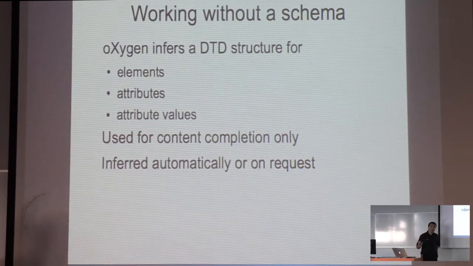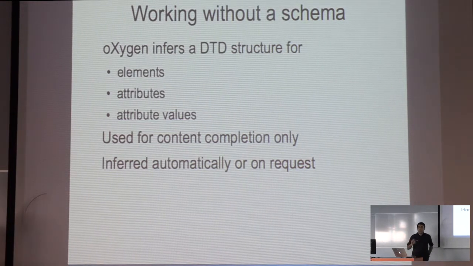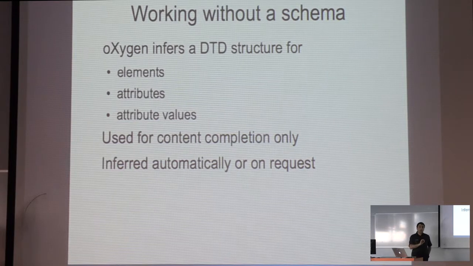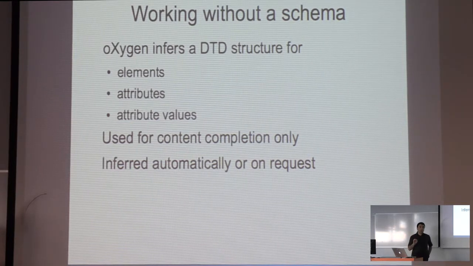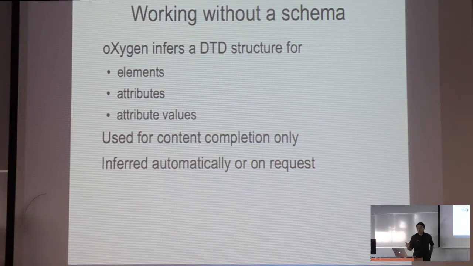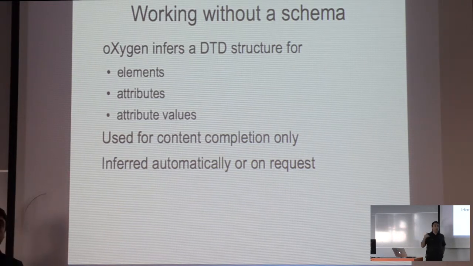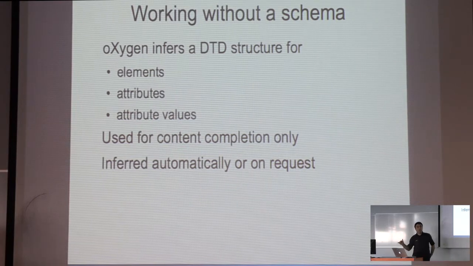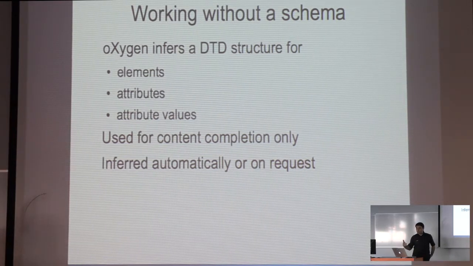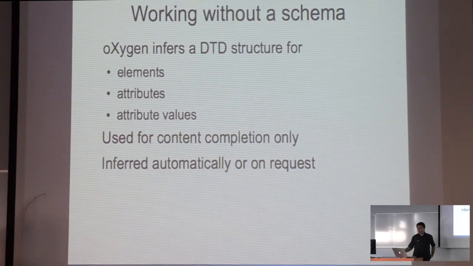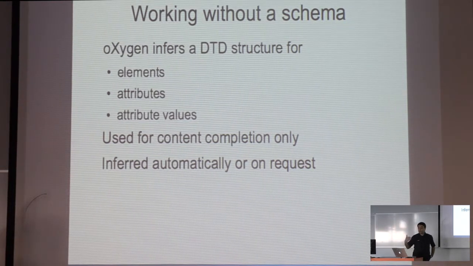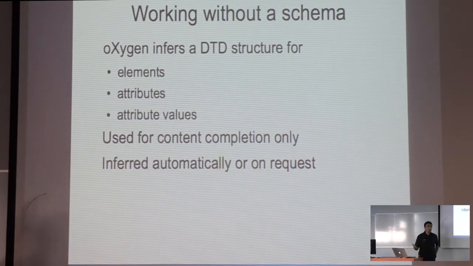So what we've done back then was that automatically, when you open a document that does not have schema information and Oxygen cannot find the schema information, we infer a DTD structure from the document itself. And we record what elements, what attributes, and what attribute values are used. And then when you try to insert new elements, attributes, and values, Oxygen will offer these through the content completion support.